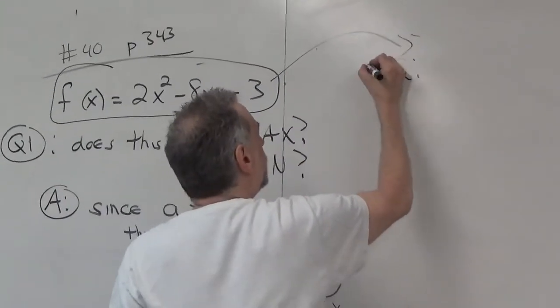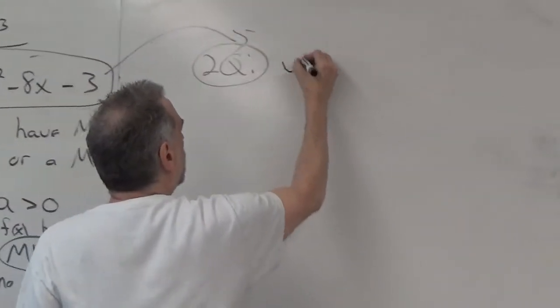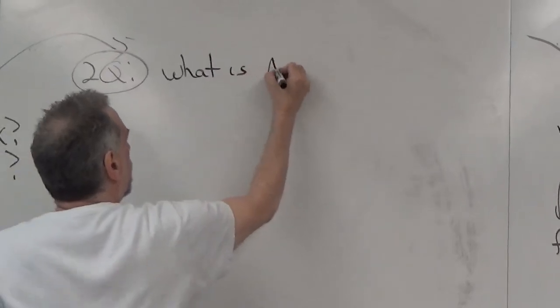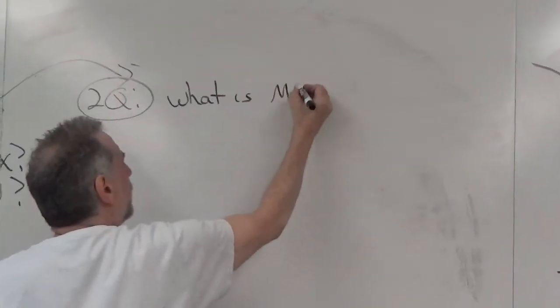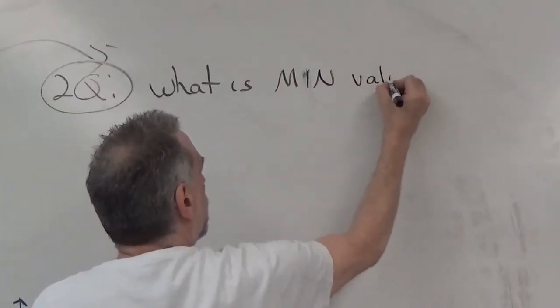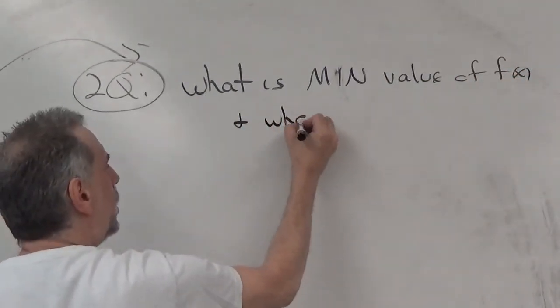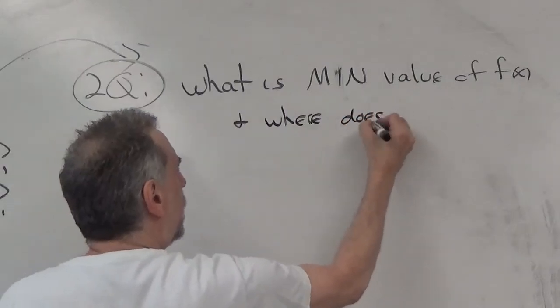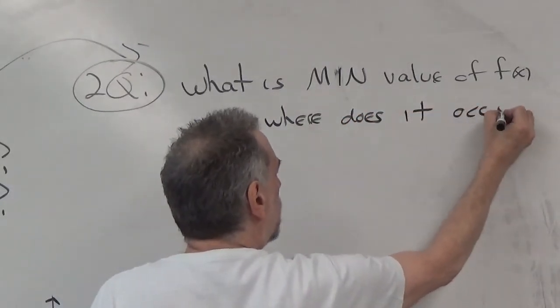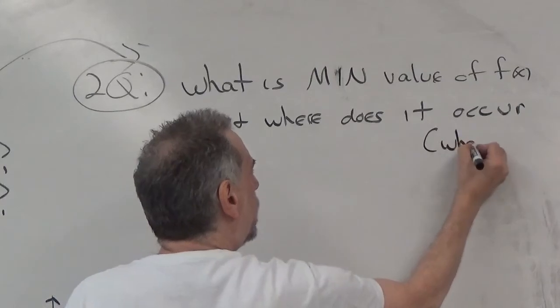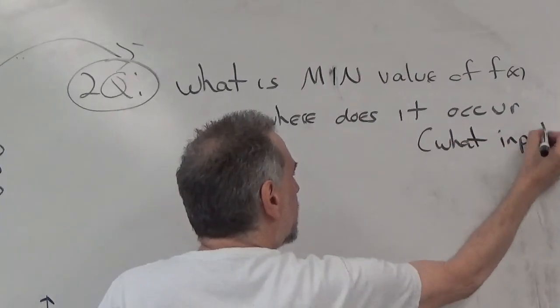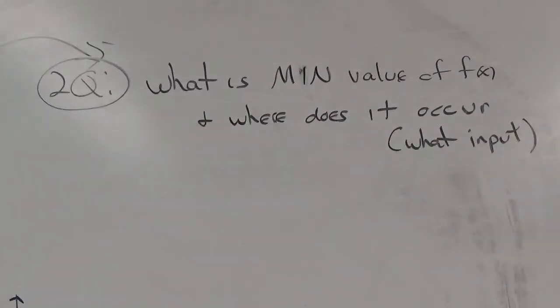So, question 2: what is the minimum value of the function? And where does it occur? That's the x value. What input? So that's the form that these questions are going to take. Is it a maximum or a minimum? What is that maximum or minimum? What's the input that gives that maximum or minimum?